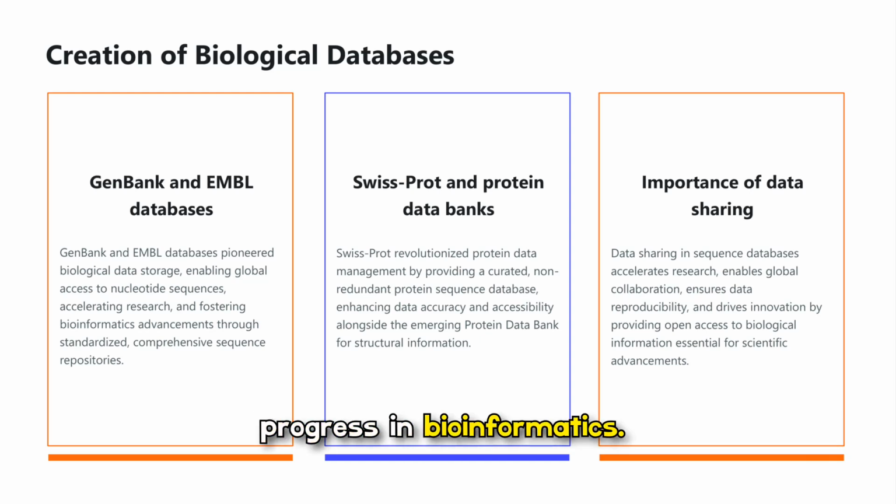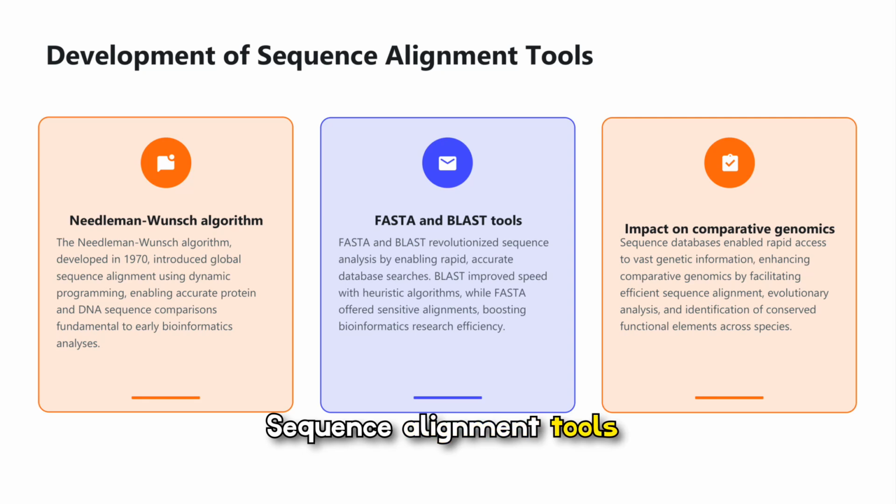progress in bioinformatics. Sequence alignment tools revolutionized how we compare biological sequences, starting with dynamic programming approaches like Needleman-Wunsch, and later fast heuristic search tools such as FASTA and BLAST. These methods made it practical to search massive databases, enabling comparative genomics, evolutionary studies, and rapid identification of similar sequences across species, which greatly boosted research efficiency.